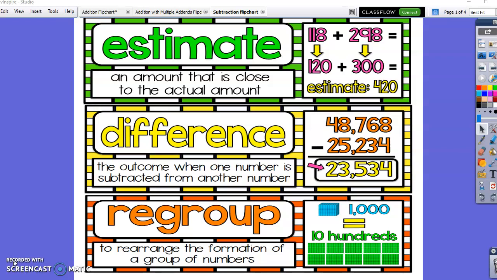And the last one is regroup. To rearrange the formation of a group of numbers. You have 1,000 equals 10 sets of 100. So regrouping is making it smaller into different place value homes so that you can work with them when you're adding and subtracting, and also multiplying and dividing. So pause the video here and make sure that you have those 3 vocabulary terms written in your notes for today underneath subtraction.